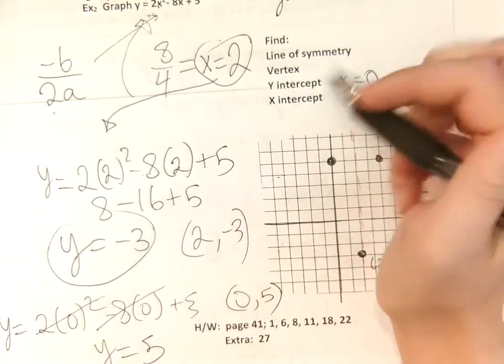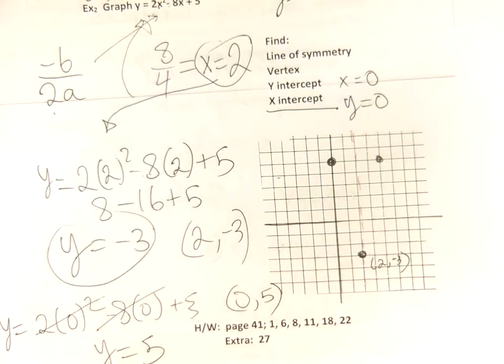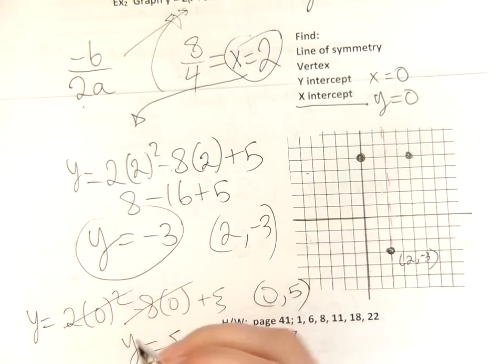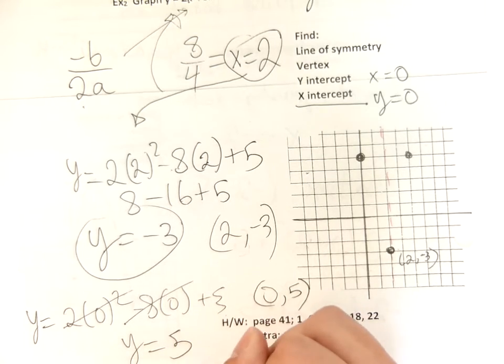So now we have to find our x-intercepts. The x-intercepts are at y equals 0. Set it equal to 0, and you have 2x squared minus 8x plus 5.